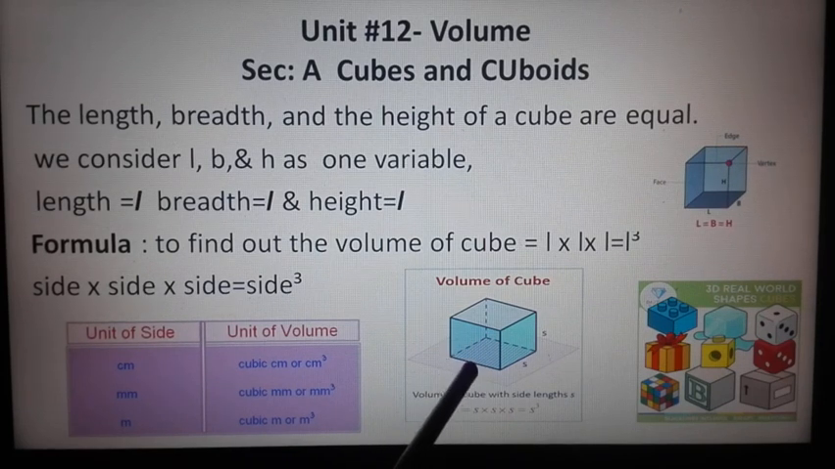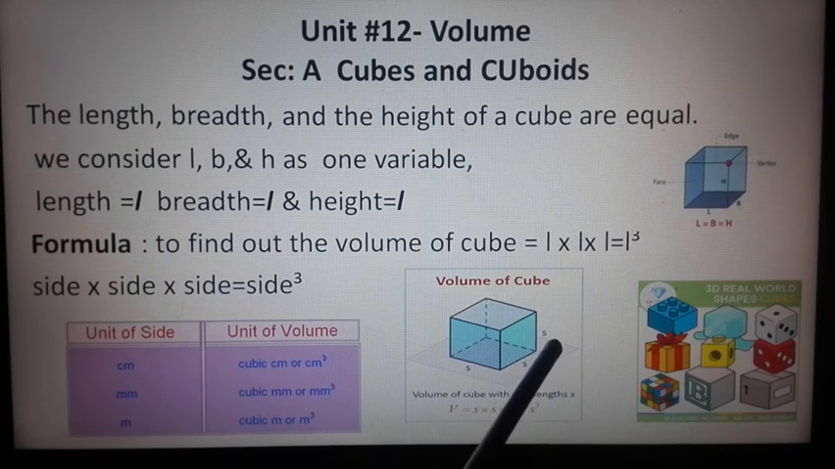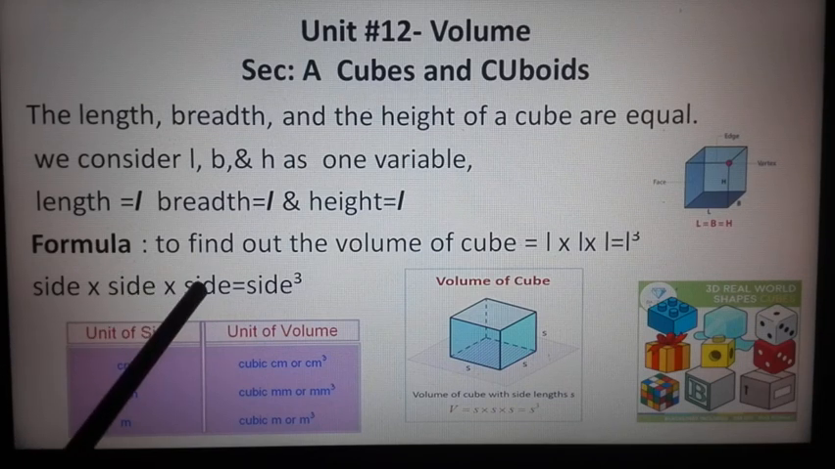See, the sides are given as S. The length, breadth and height are all shown as S. So the volume of a cube with side length S: V is equal to S cubed. Side into side into side.